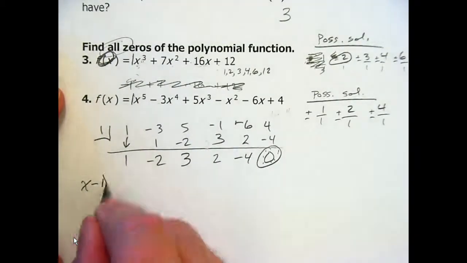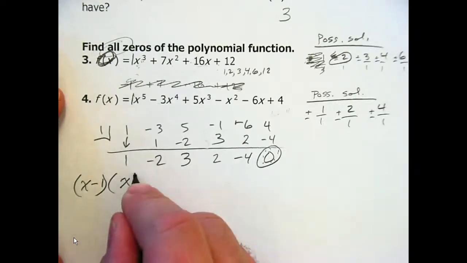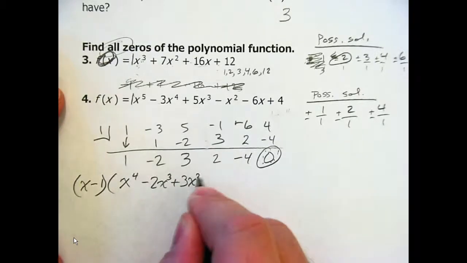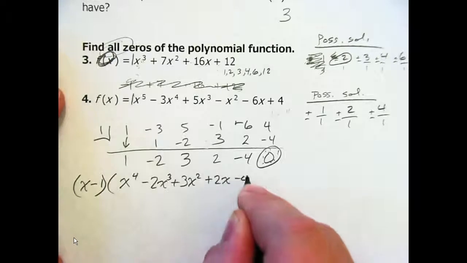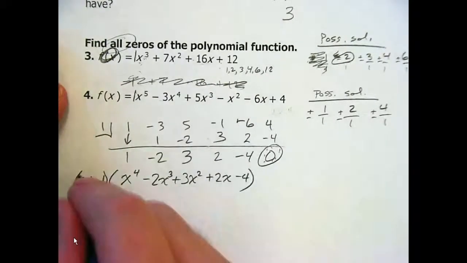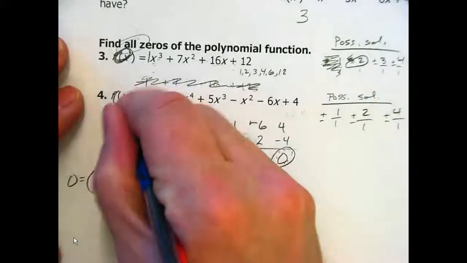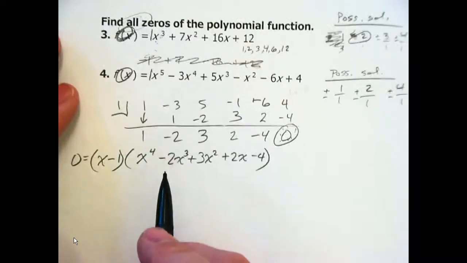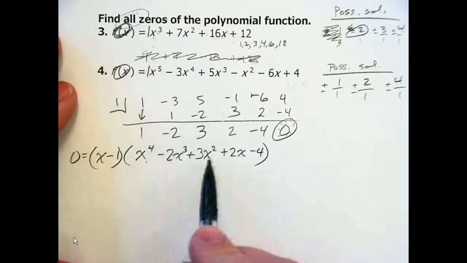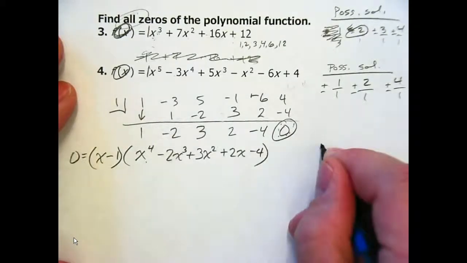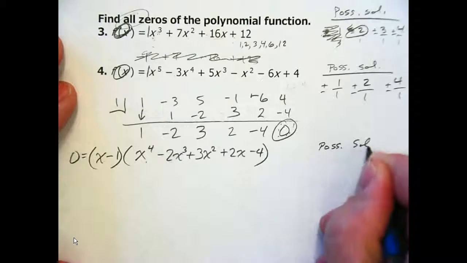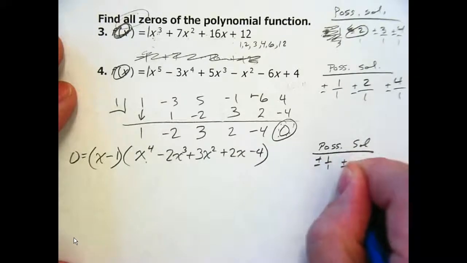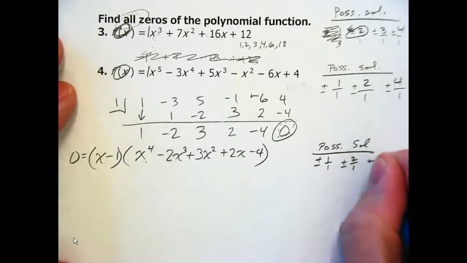Okay, so we get x minus 1 and x to the 4th minus 2x plus 2x cubed plus 3x squared plus 2x minus 4 all equals 0. Now we have an x to the 4th. We still haven't made it to the coveted x squared. No factor by grouping. No greatest common factor. So, possible solutions. Keep going. The joy just continues, man. This is like the gift that just keeps on giving.